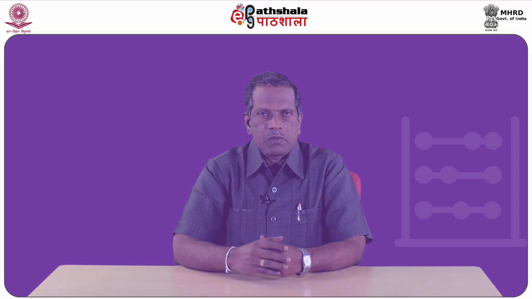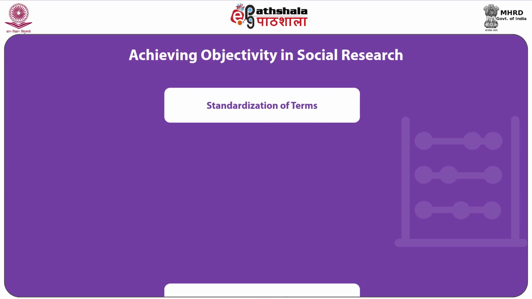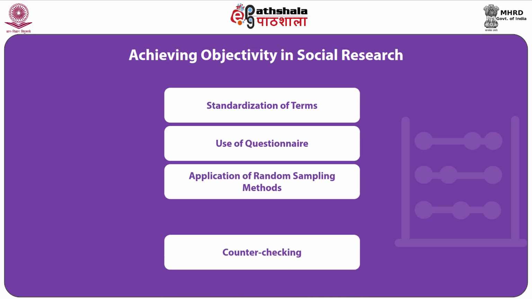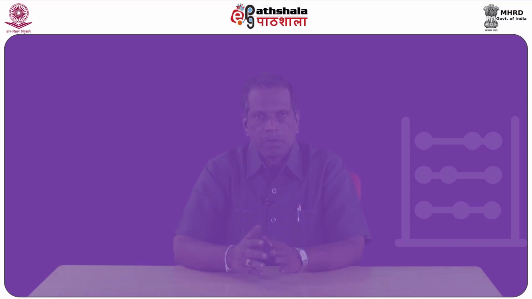Having learned about the biases, we will now discuss how to achieve objectivity in social research. First and foremost is standardization of terms. One should follow standardized terms so as to measure social phenomena for comparable purposes and to draw valid generalizations. If standardized terms are not used, comparison and uniformity will be difficult. For example, terms like women's empowerment, poverty, standard of living, occupation, etc., are used differently, and hence subjectivity gets introduced.